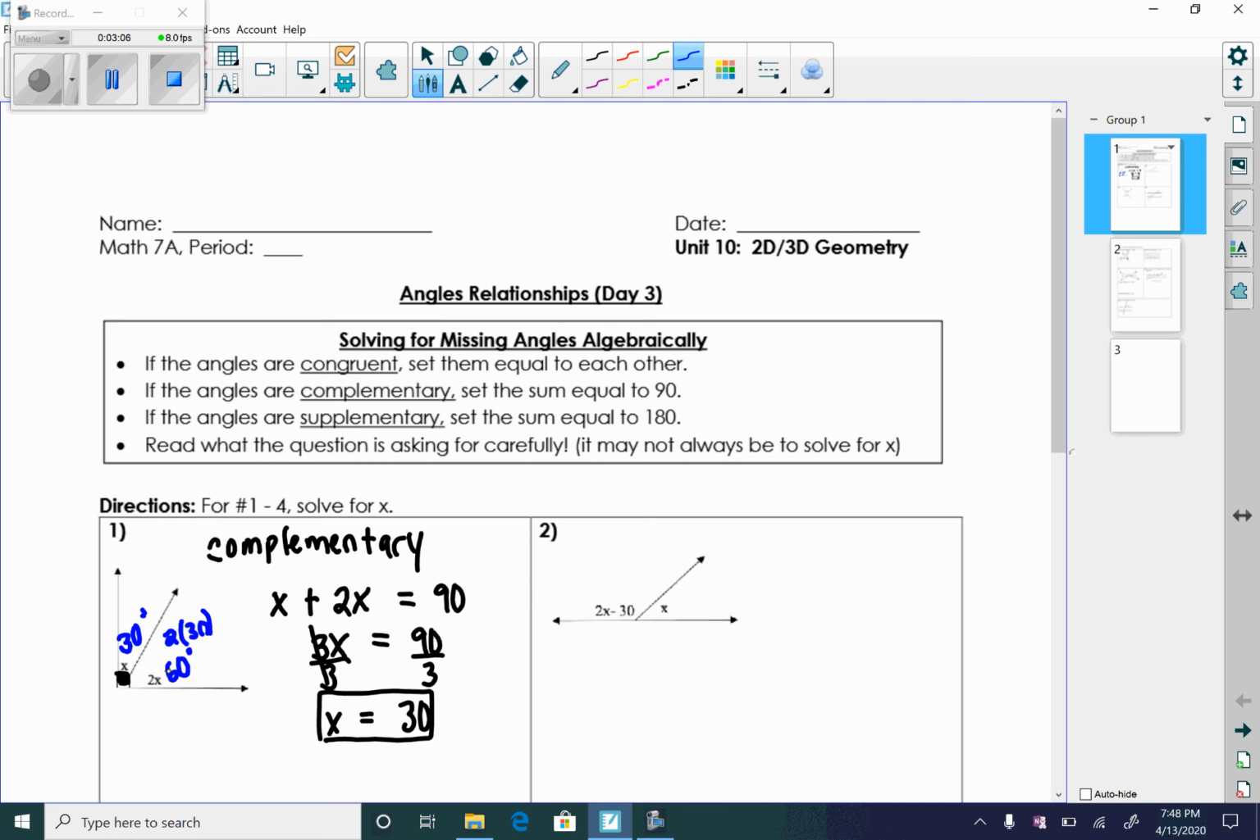Okay, let's take a look at the second picture. We have this angle here that has the 2x minus 30, and we have this angle here that has x. Remember, whenever we can draw this rainbow, semicircle, however you want to look at it, we know that those two angles make a straight angle or 180 degrees. In other words, they are supplementary. So this time, we're going to add them together, just like we did before, but this time the sum is going to be equal to 180.